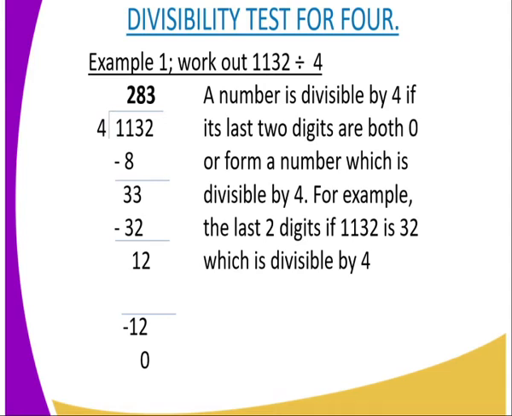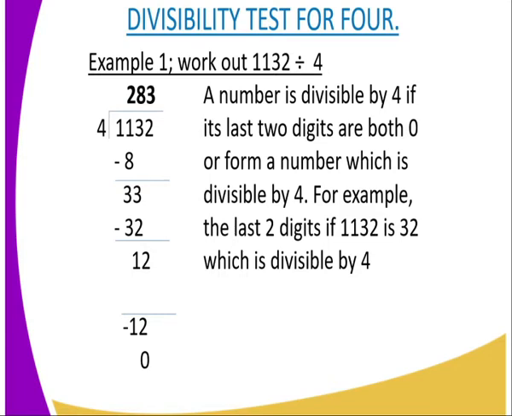Example 1, you are required to work out 11,132 divided by 4. Remember, here you are required to identify whether the given number, that is 11,132, is divisible by 4. Now, it is upon you to know when a number is divisible by 4. A number is divisible by 4 if its last two digits are both 0 or form a number which is divisible by 4. For example, the last two digits of 11,132 are 32, which is divisible by 4. So you normally observe the last two digits.